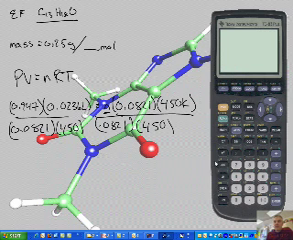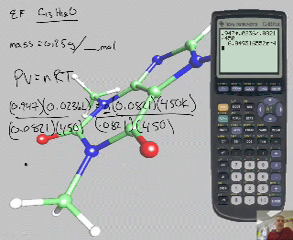So on my calculator, what am I going to do? I'm going to take 0.947 times 0.0236 divided by 0.0821 divided by 450. Remember, you have to divide because they're both on the bottom. That's a tricky thing, guys. And I get a tiny number.